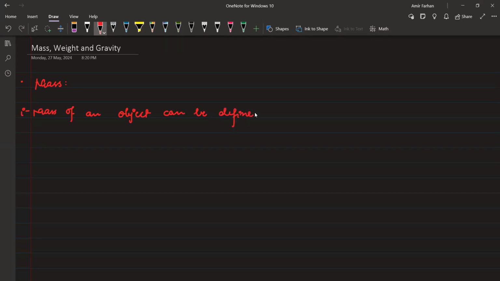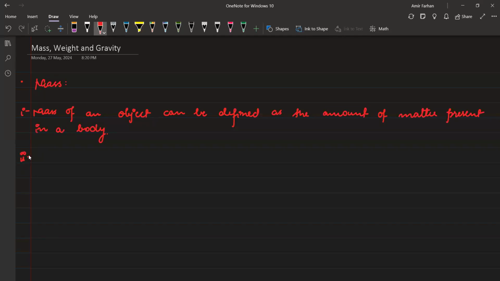Yeah. Let me define mass: the amount of matter present in a body. Clear, Ayaan?